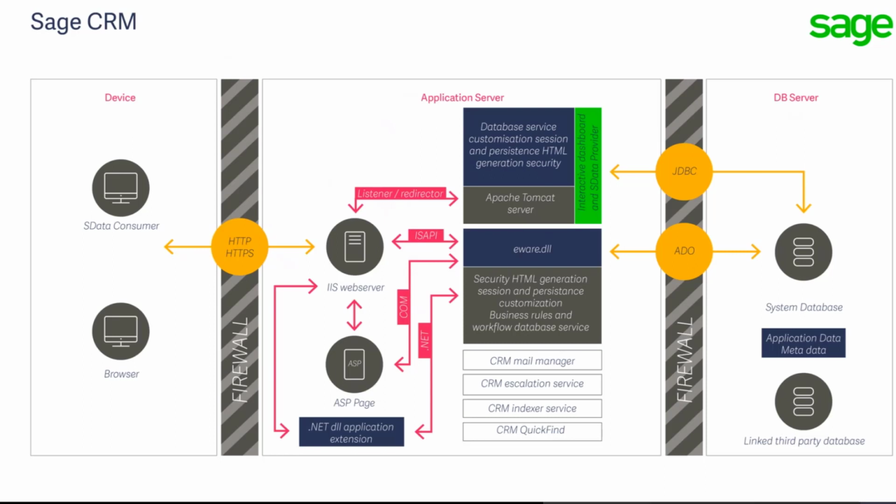I've extended now the diagram on screen to show Sage CRM's hybrid architecture that mixes Java technology with the COM-based eware.dll design. The Apache Tomcat server is developed by the Apache Software Foundation and provides an ideal Java HTTP web server environment in which Java code can run. The idea is that it's a simple, robust web server that allows web applications written in Java, and all of those are libraries that can be used to extend the features of Sage CRM.